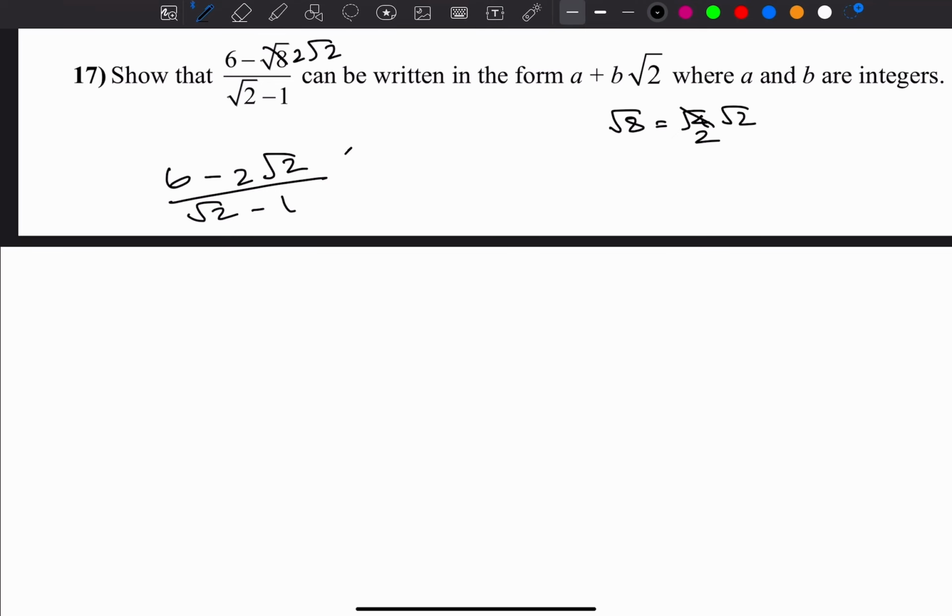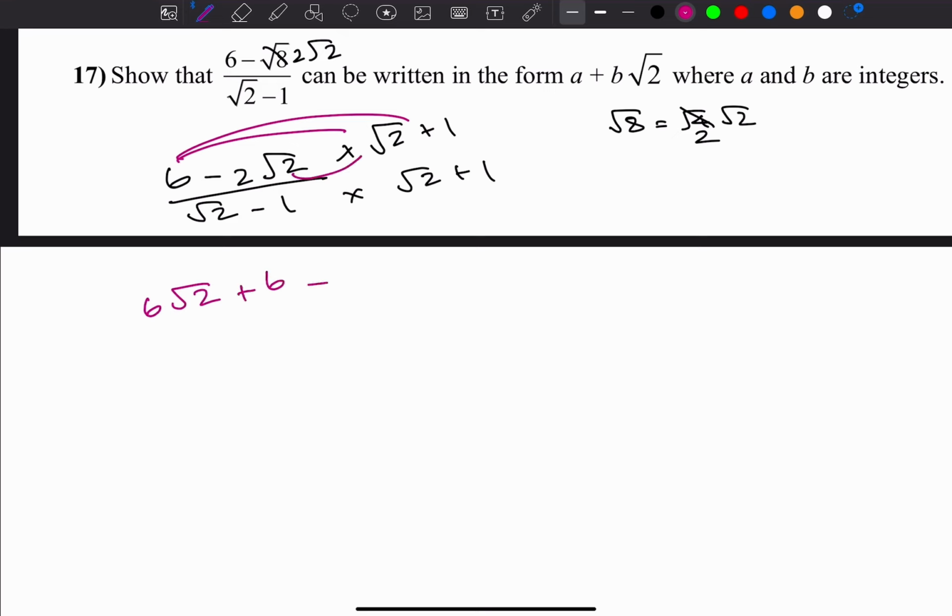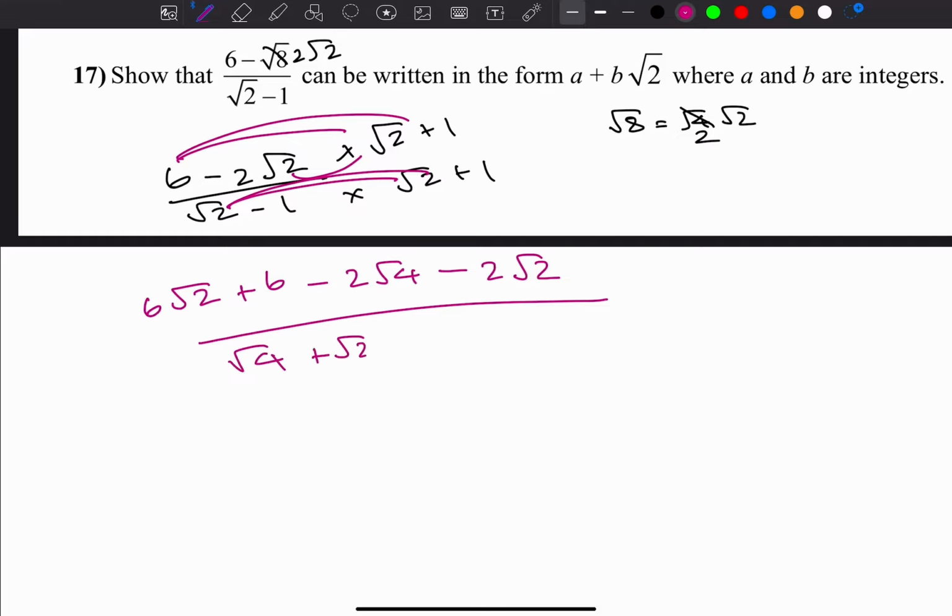You can't, nothing can simplify there. Times by, the middle sign changes: root 2 plus 1, root 2 plus 1. Always remember the middle sign changes. Here, 6 root 2 plus 6 minus 2 root 4 root 2, take away. 2 times 1 is 2 root 2 over here. Root 4 plus root 2 minus root 2 minus 1, and always remember on this bottom one, the middle one cancels.